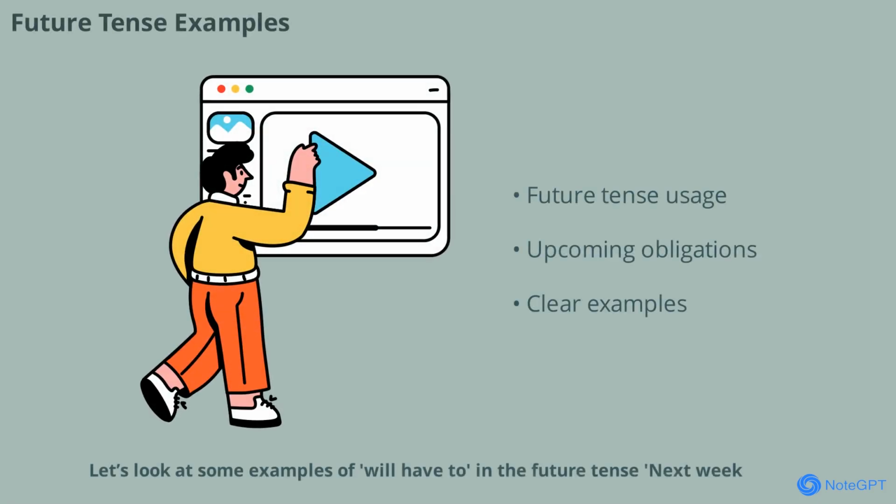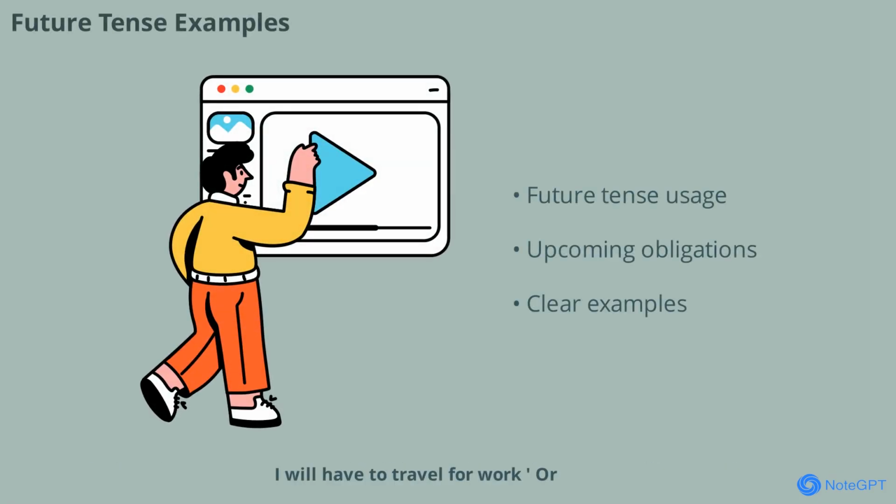Let's look at some examples of will have to in the future tense. Next week I will have to travel for work, or you will have to study harder for the next test. These sentences show how to talk about things that aren't necessary yet but will be soon. Using will have to helps you express future obligations clearly.